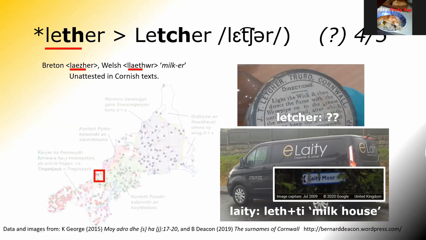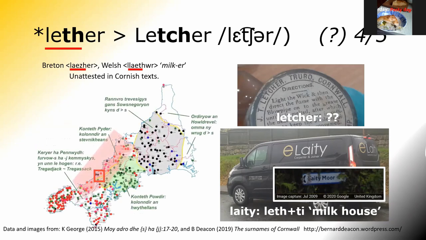Now look at the map from Ken George's 2015 paper showing how around Pidar and slightly east and west, the area around the western north coast in pink on the map, surrounding St. Agnes, there was a zone where the sound d or t was consistently not so much assimilated to s, but instead in place names became palatalized to ch.